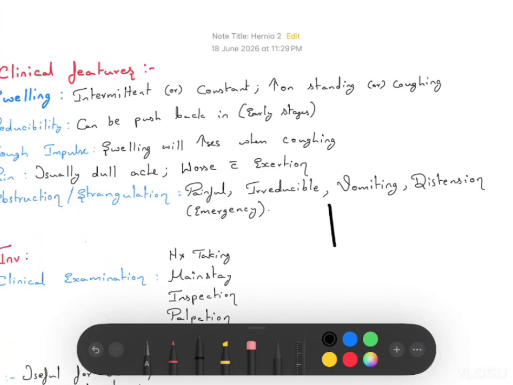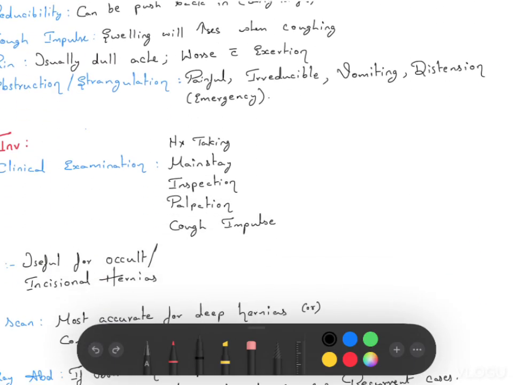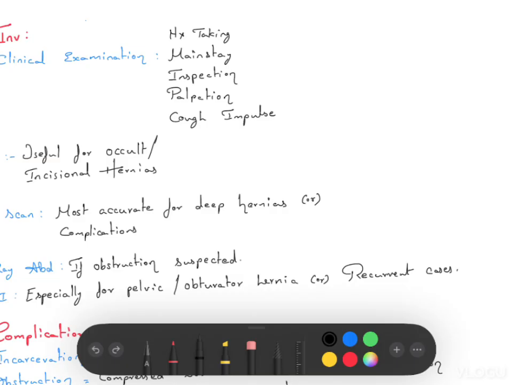Okay, so next, how to do investigation in hernia. In investigation, the clinical diagnosis is first. Most hernias require no investigation. So history taking is the mainstay, then inspection, palpation and cough impulse we have to do. Then we can go with ultrasound, because this is the first line imaging. This is useful for occult and incisional hernia, mostly small hernias, obese patients and occult hernias.